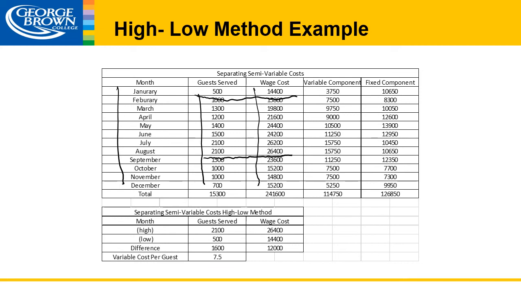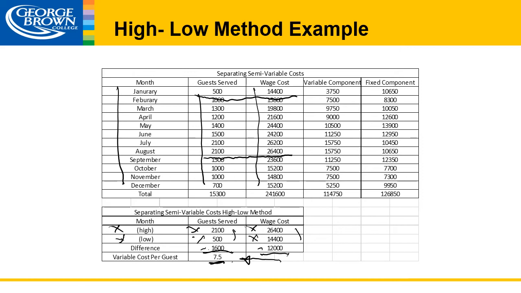We then plug those in. So high right here, we've got the values, and we're just putting them in. We've got the low values, 500 and 14,400. We do the subtraction vertically to get the difference between the two. Then we take the cost and divide it by the amount of guests served, and we get an average variable labor cost per guest of $7.50.